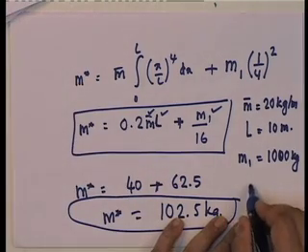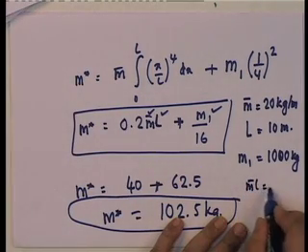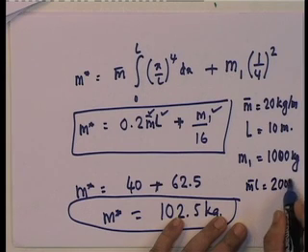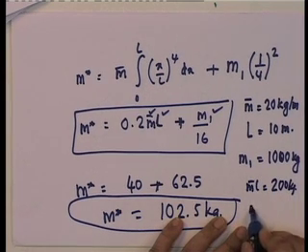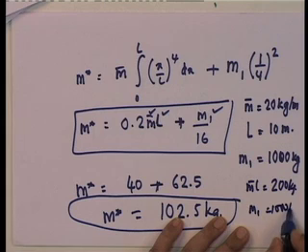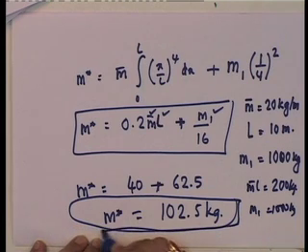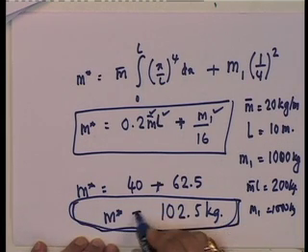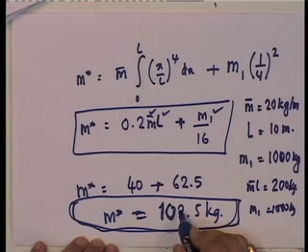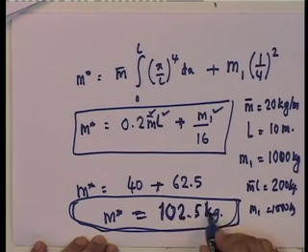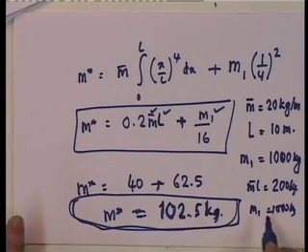See, I have m bar L, I have 200 kgs there, and I have m1 which is 1000 kgs. I have almost 1200 kgs of total mass, but the participating mass in that particular case is just 102.5 kg corresponding to the end one. So, that is what my m star comes out to be equal to.